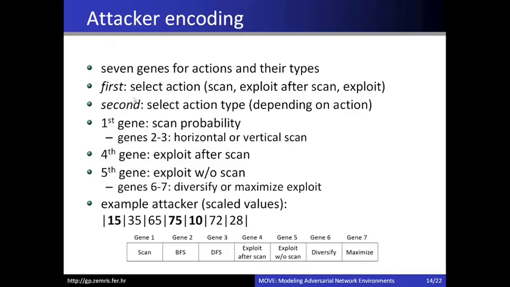For both types of players, we first select an action, which for the attacker is either scan, exploit after scanning, or exploit an unscanned node. And then, depending on the selected action, we select additionally an action subtype. For instance, in the first gene of the attacker, we can read the scan probability, say 15%. And if the scan action is chosen, then the genes 2 and 3 define whether it would be a horizontal or vertical scan. The fourth gene defines the probability of exploiting after scan. And the fifth gene defines the relative probability of exploiting without scan. And then the further 2 genes decide whether it would be the diversify or the maximize strategy exploit.